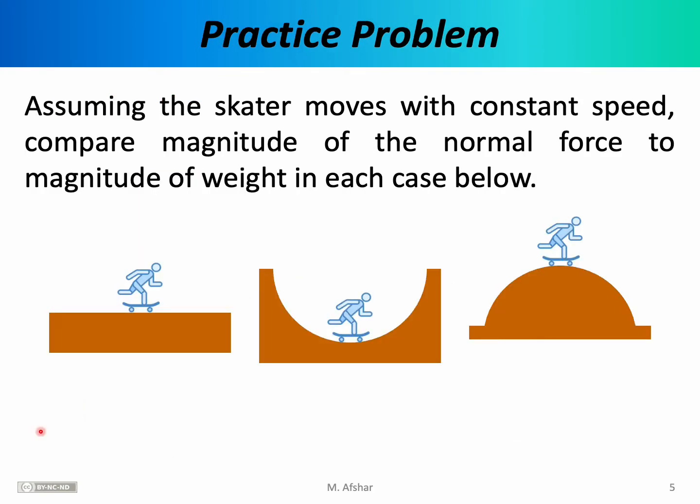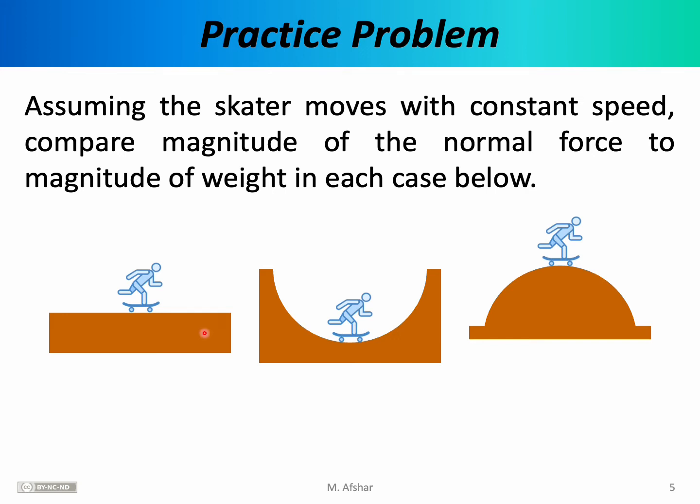Let's do a practice problem involving centripetal forces. Assuming the skater moves with constant speed, compare magnitude of the normal force to magnitude of weight in each case below. So what we have here is a skateboarder riding his skate on different terrains, basically.